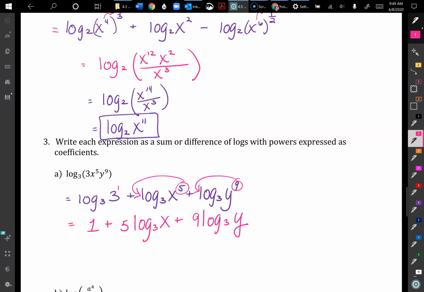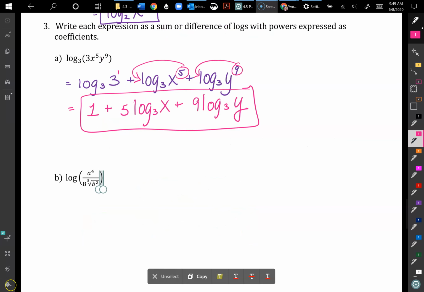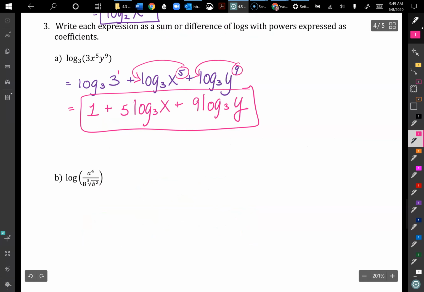And we can't do anything else with that, so we're just going to leave it. Be really careful that you do write your 1 in there. That would be a common mistake that people just kind of leave that out. They kind of assume it's 0. But remember, it would have to be log of 1 would be 0, not log base 3 of 3. So the property I'm using here, just to remind you, is log base b of b equals 1.